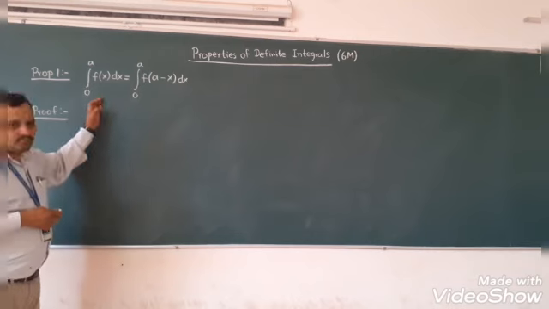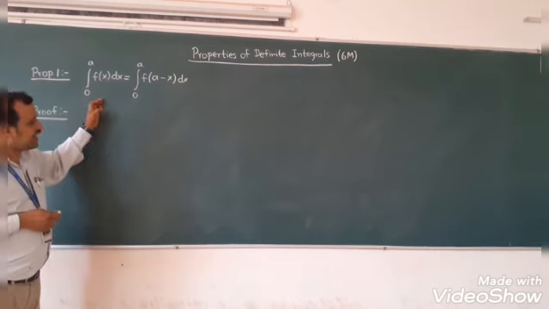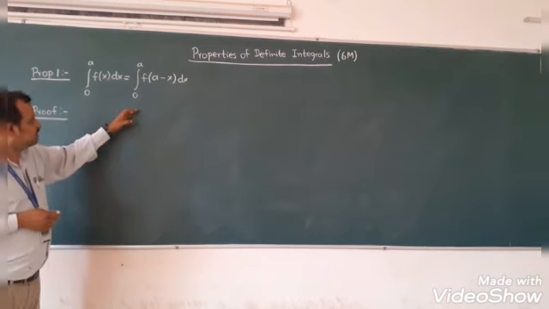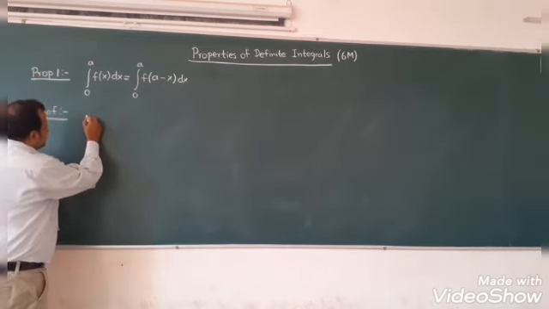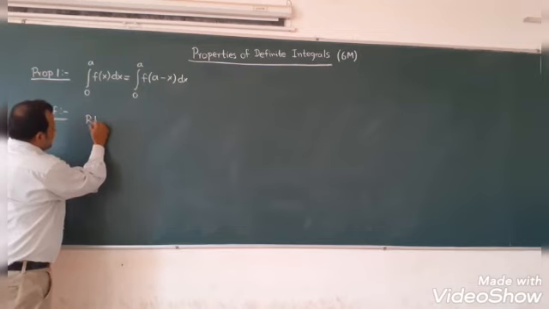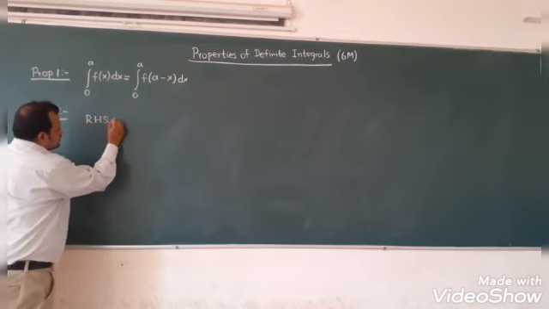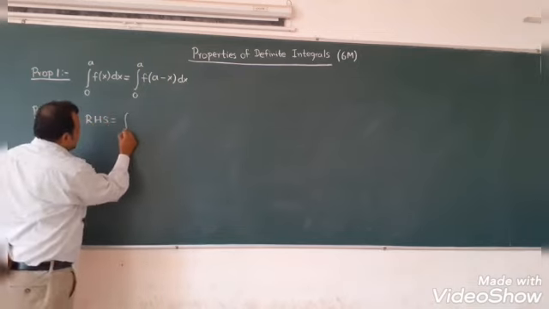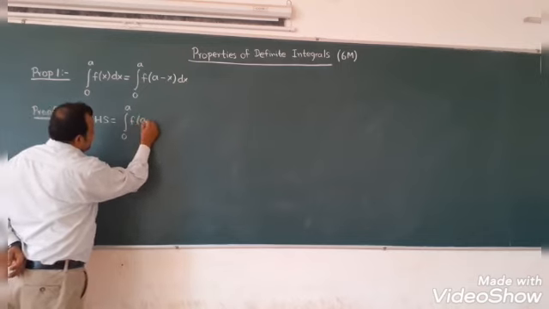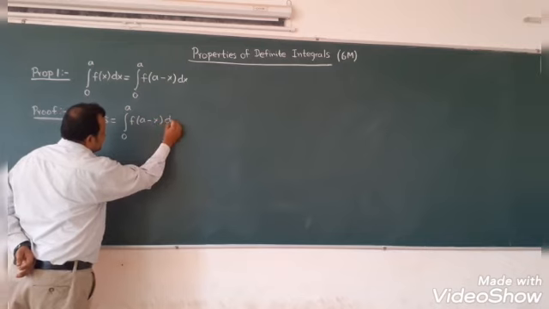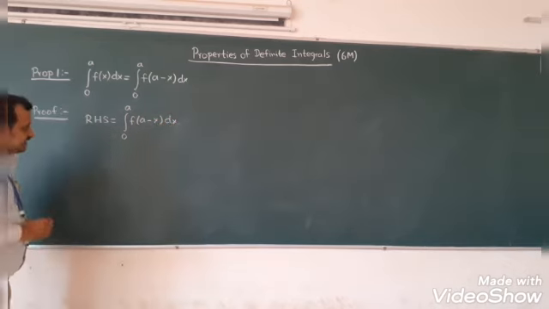Now, where more information is there, that I am taking and proving the other part. So, you can see here the right hand side is having more information. So, I am taking the right hand side and I am proving the left hand side. So, right hand side is equal to integral 0 to a f of a minus x dx.